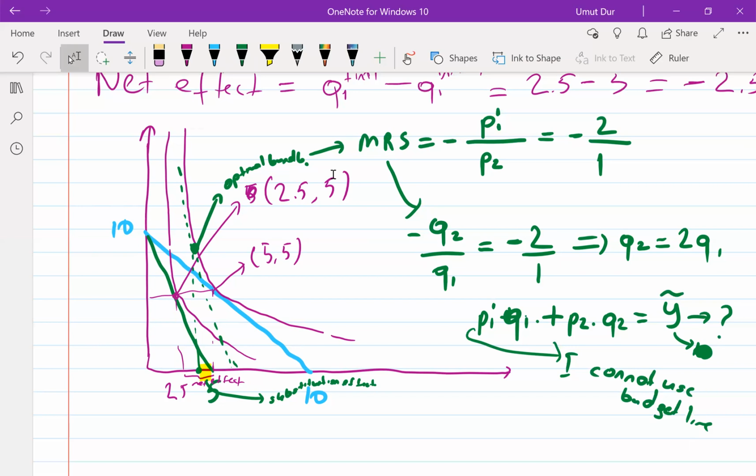What do I require here? I want to be on this initial indifference curve. Do I know the exact value of the utility that I am getting from this initial indifference curve?